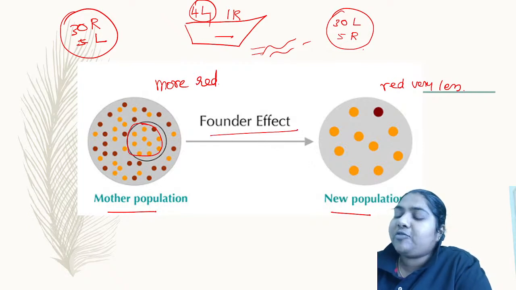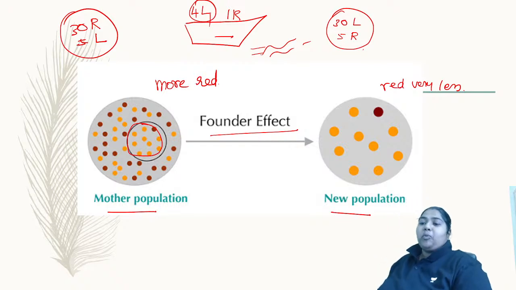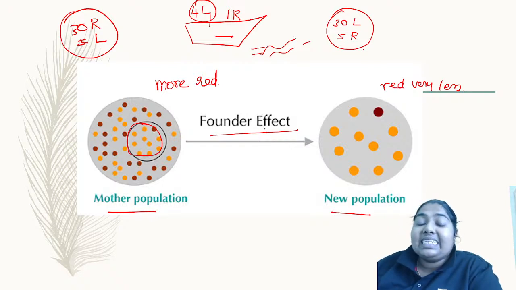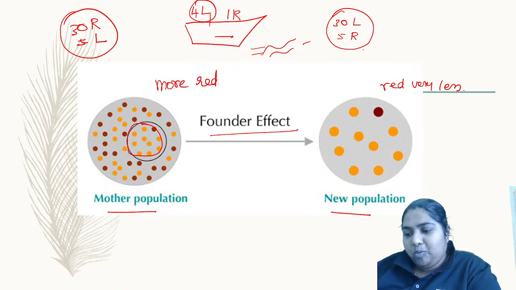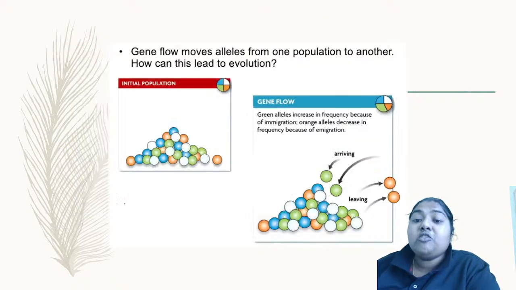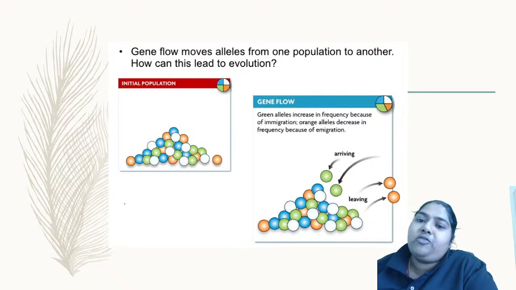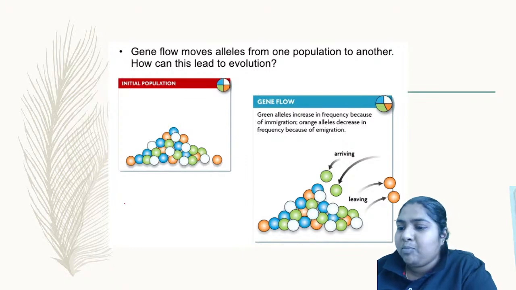You understood what is a founder effect? Everybody in the class? Whenever they are repopulating, they become quite different from the mother population. This is what is called the founder effect. So remember, as far as your Hardy-Weinberg equilibrium is considered, we don't want any founder effect, we don't want any bottleneck effect.